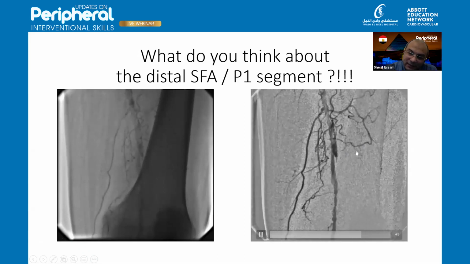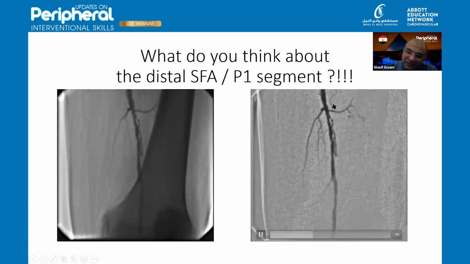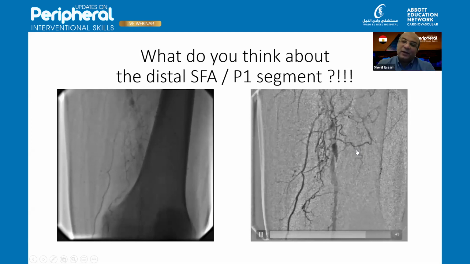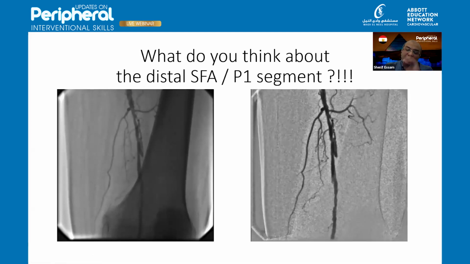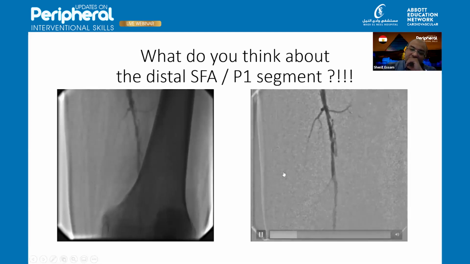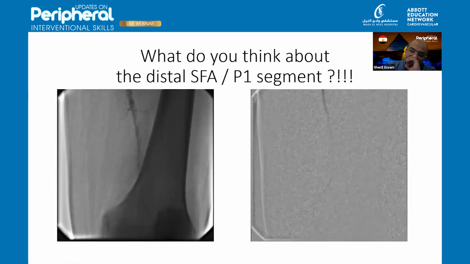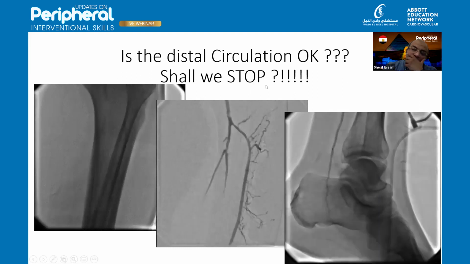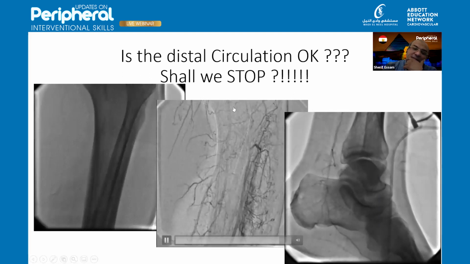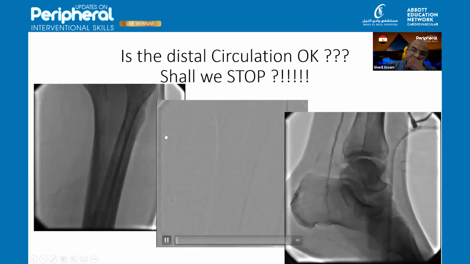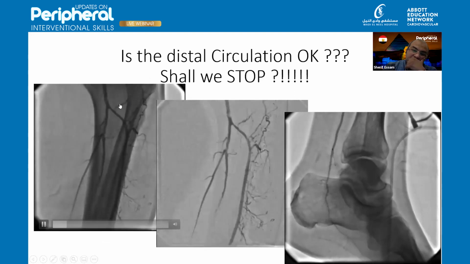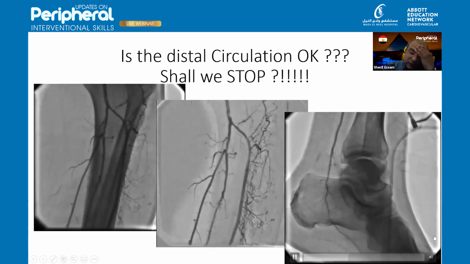Can you see this? This is very significant in here at the lower SFA or P1 segment. So this was the result after the initial ballooning. And at this stage we were just asking, is the distal circulation okay? With all these collaterals going down and the posterior tibial going down to the foot, we were thinking, shall we stop?